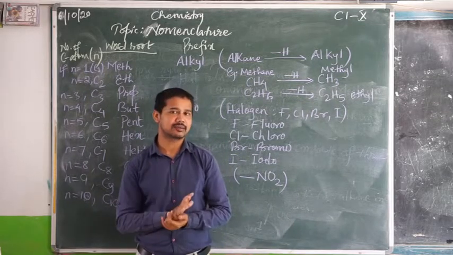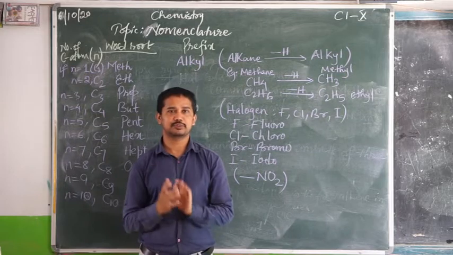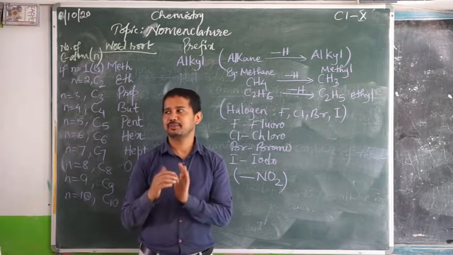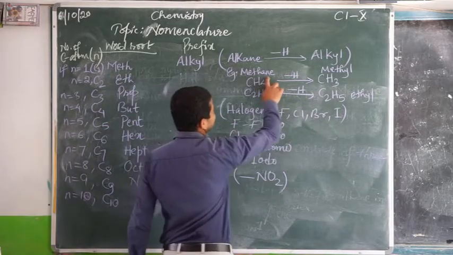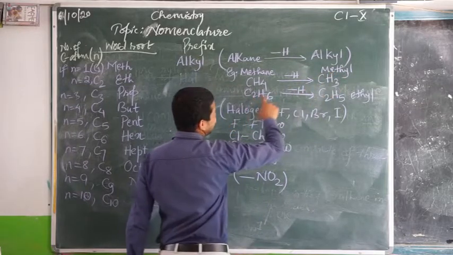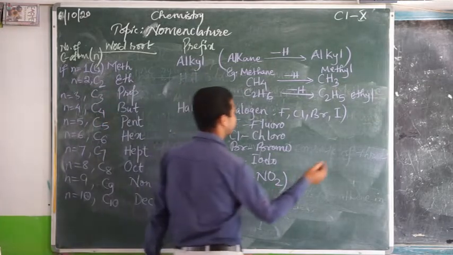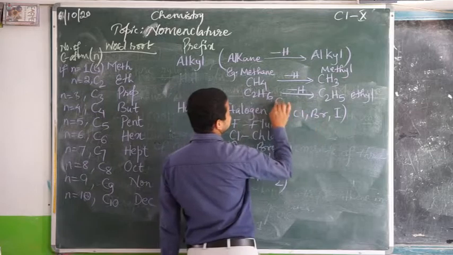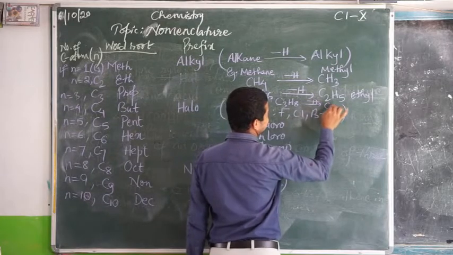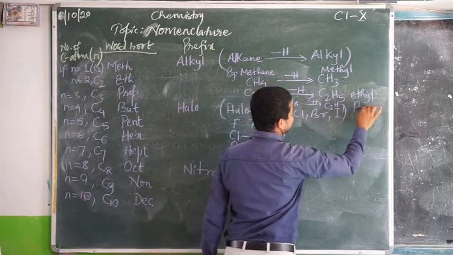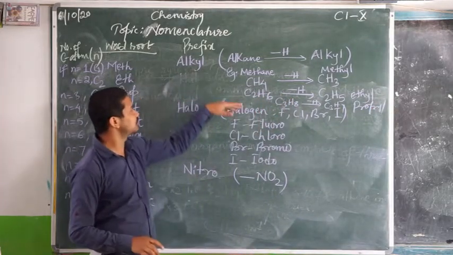Mind you, alkane is an organic compound, but alkyl is not, because it is unstable. It is the group only. It is a prefix only. It cannot be considered as an organic compound. So, methane gives methyl, then ethane gives ethyl. Then what will be propyl? For propane, C3H8, if you remove one hydrogen, you get C3H7, which is propyl. And so on, butyl, pentyl. These are used as prefixes.